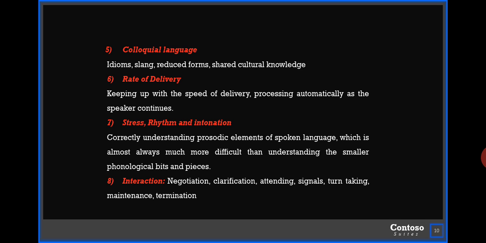The next is interaction, negotiation, clarification, attending, sign-offs, turn taking, maintenance, and termination.